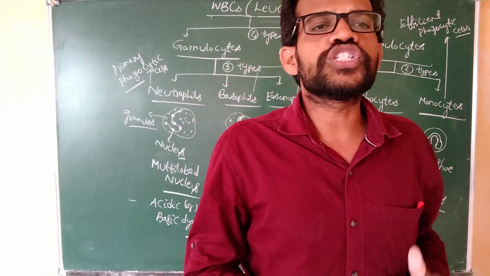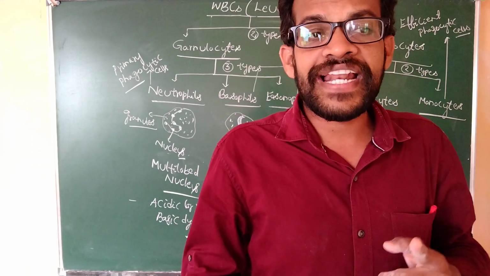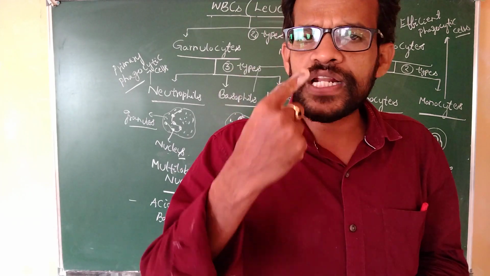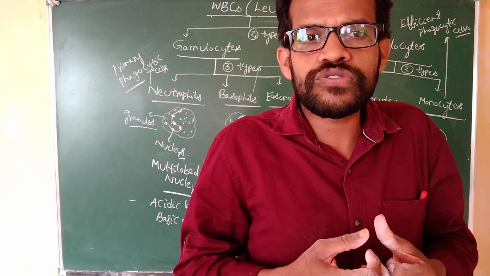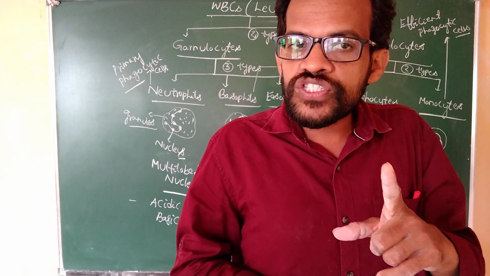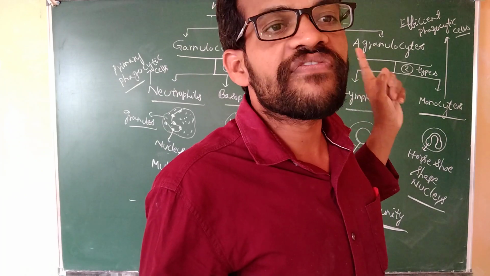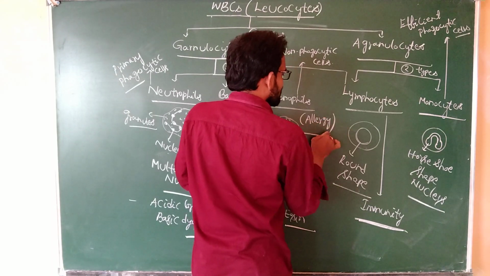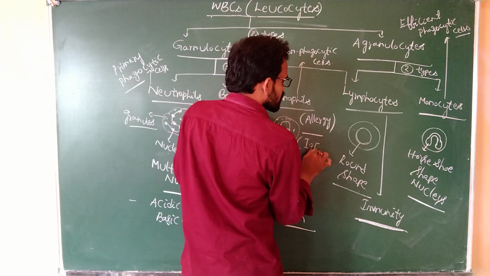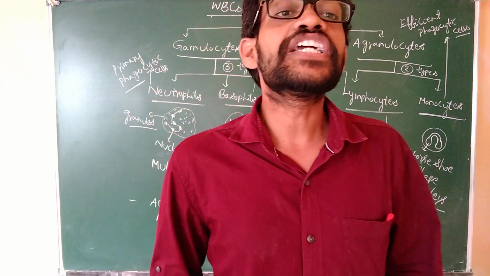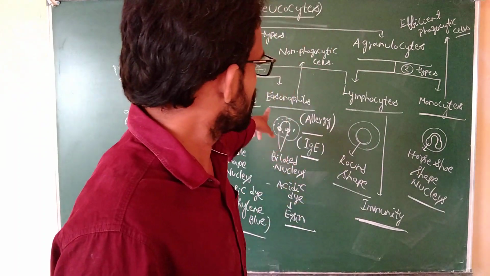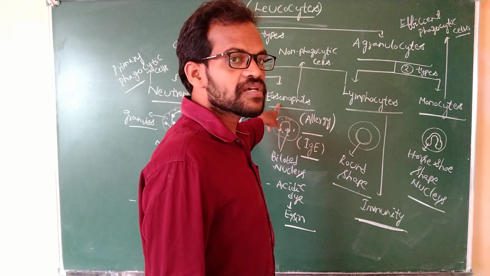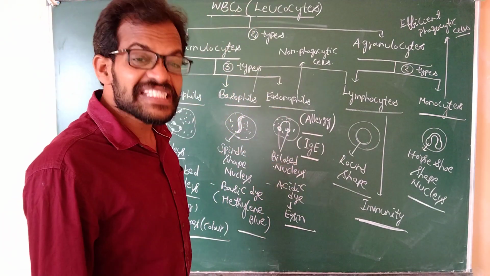Eosinophils increase at the time of any inflammation or allergic reaction, for example when a dust particle enters the nose and causes allergies. At the time of an allergy, which cells' number is more? The eosinophils. Eosinophils increase, and IgE immunoglobulins also increase. Heparin is an anticoagulant, and also histamines.